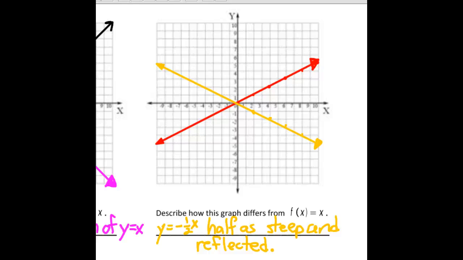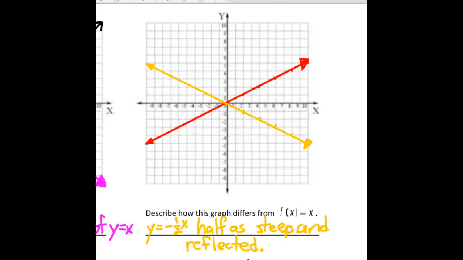So, in general, we're trying to get at big patterns here. In general, the negative reflects the positive graph. It just kind of flips it over the x-axis. All right. So, that's the first part.